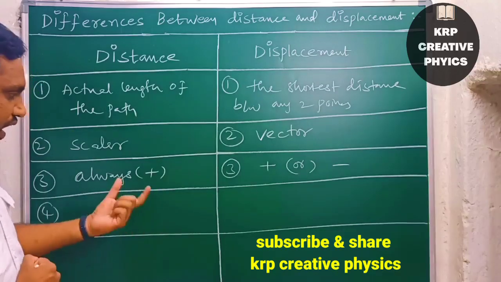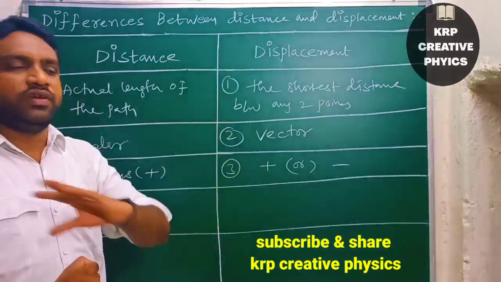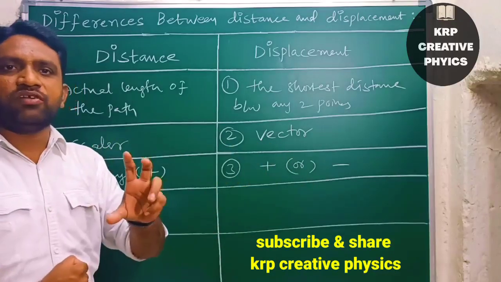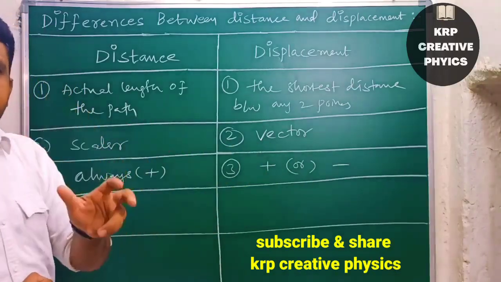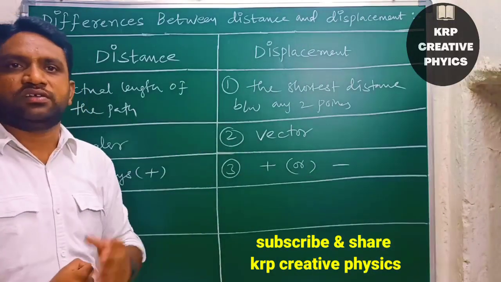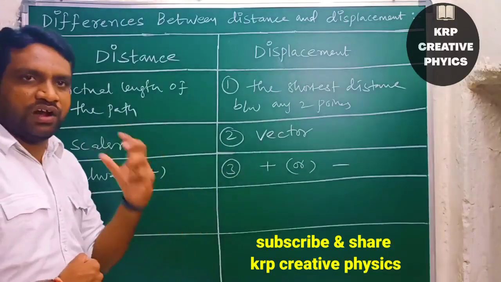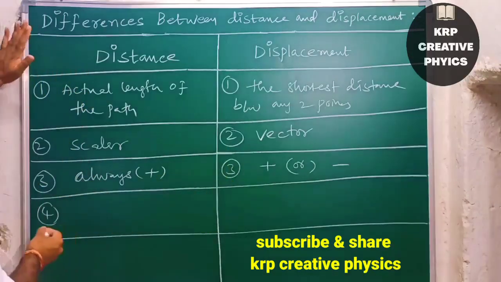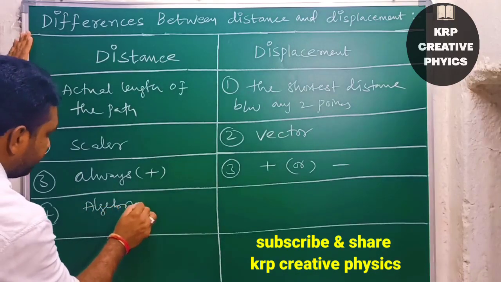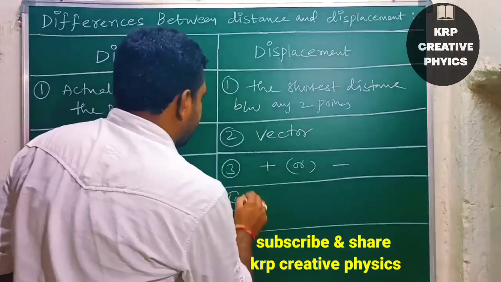That is the difference. Algebraic sum means we just need to add everything. Then what is meant by vector sum here? Vector sum means we should not add everything. According to the direction we need to add. If the same direction is there, we need to add those quantities. If the opposite direction is there, we need to subtract. So that is the difference between algebraic sum and vector sum. Now I am writing here algebraic sum. What about here? Here vector sum.